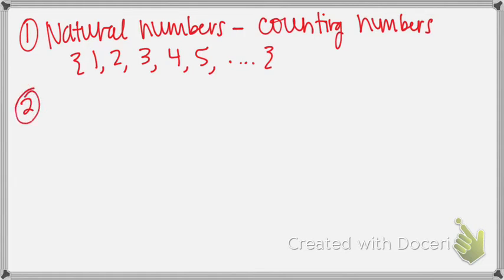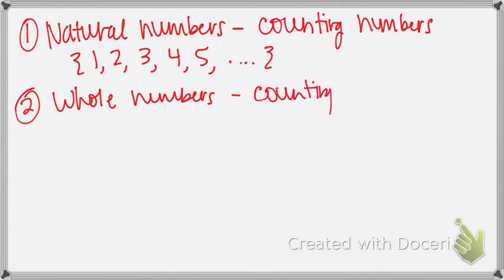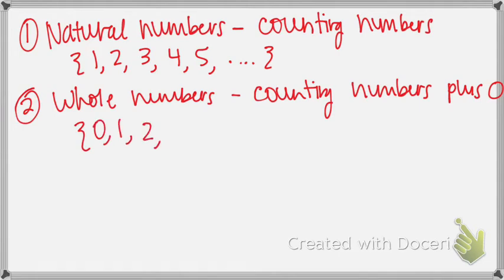The second definition, I guess, is your whole numbers. So those are your counting numbers, your natural numbers, plus 0. So all you're doing is adding 0 to this sequence of numbers, or series of numbers.